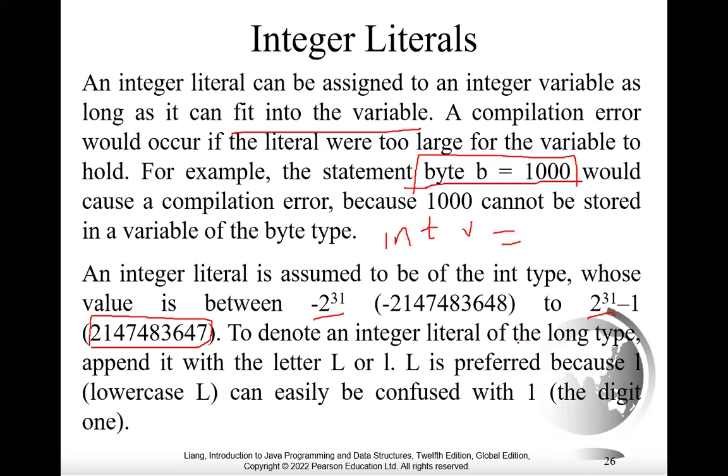To denote an integer literal of the long type, append it with the letter L, uppercase or lowercase. Uppercase L is preferred because lowercase l can be easily confused with 1. If you observe, this l looks like 1. So it is advisable not to write lowercase l; it's advisable to use the capital L. Now, what do you do? If you want to have a value that's of long type, you should put L after the literal, such that it tells the compiler that we are making use of a long integer.